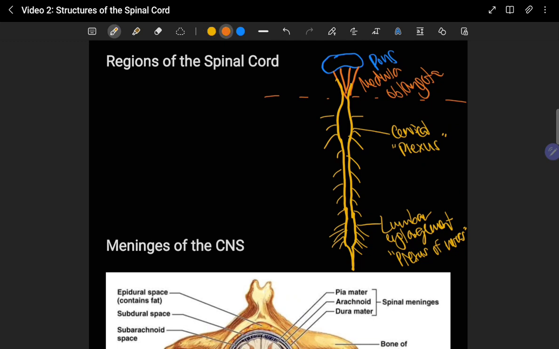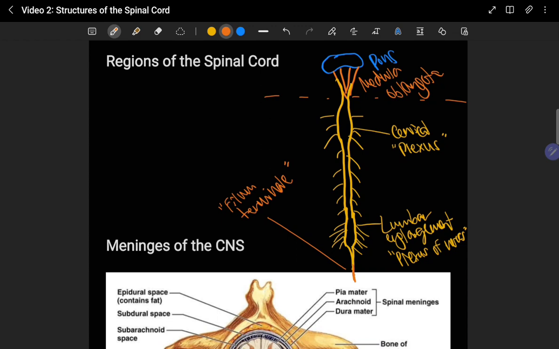Last thing of note is the terminal portion of the spinal cord, which is called our filum terminale, or terminal filament. And this guy is really fun. You can see this on a real cadaver. It is a connective tissue continuation of the spinal cord.